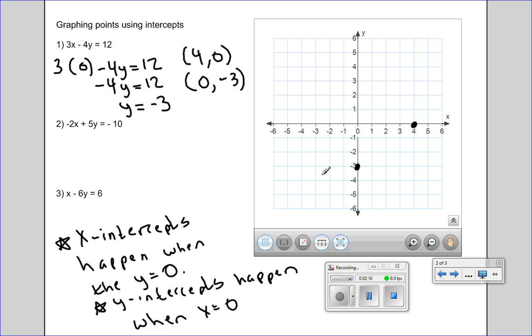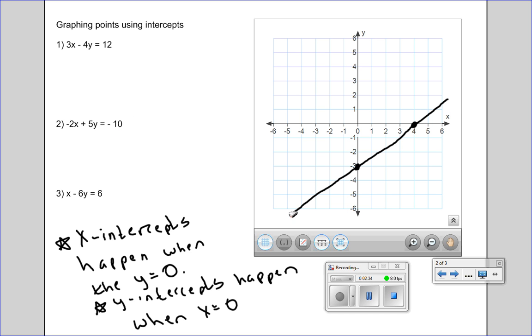And as we learned earlier in the year in geometry, through any 2 points you can draw a unique line. So through these 2 points, I can draw a line. And that's that equation graphed using intercepts. Let's go ahead and try number 2. Go ahead and pause the video and try graphing this equation using intercepts. The hint is to find the x-intercept and the y-intercept.